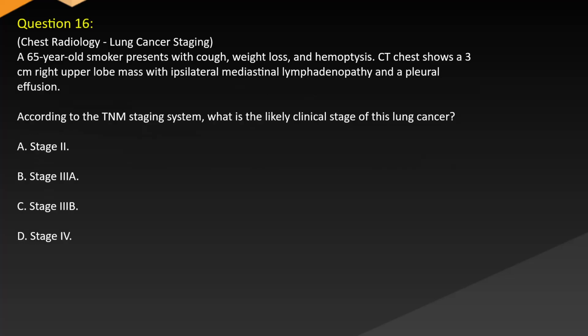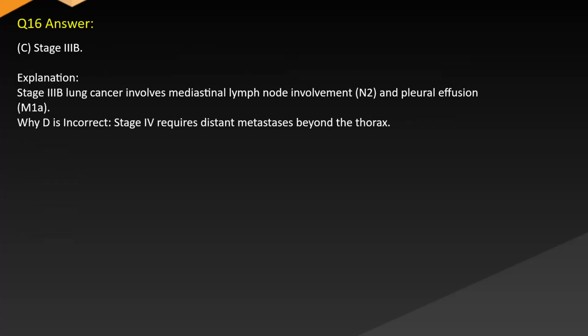Question 16. Chest radiology. Lung cancer staging: a 65-year-old smoker presents with cough, weight loss, and hemoptysis. CT chest shows a 3 cm right upper lobe mass with ipsilateral mediastinal lymphadenopathy and a pleural effusion. According to the TNM staging system, what is the likely clinical stage of this lung cancer? Answer C. Explanation: This stage of lung cancer involves mediastinal lymph node involvement and pleural effusion. D is incorrect. That stage requires distant metastases beyond the thorax.